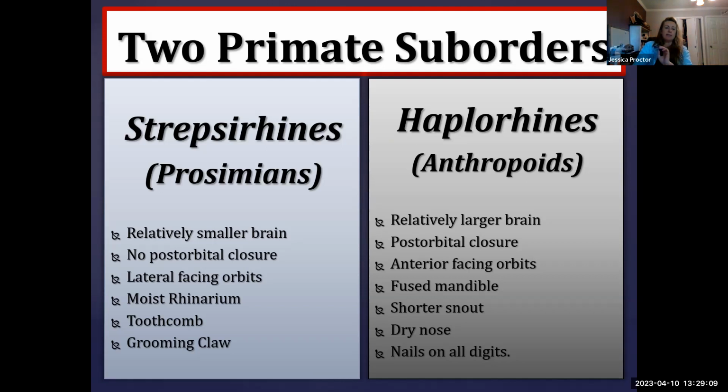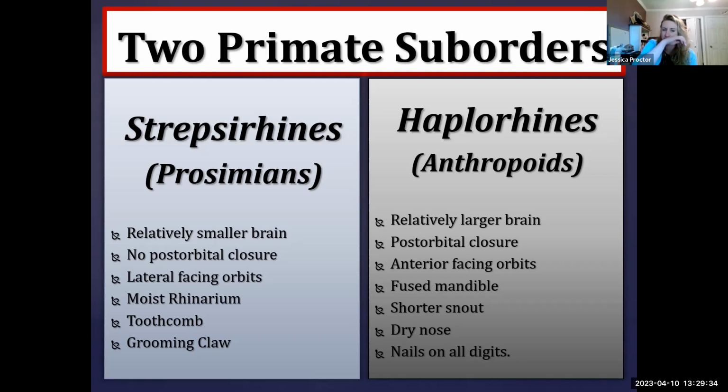So the strepsirrhines, the lower order primates, are also called prosimians. And I don't know why they have to be confusing about it, but I will tell you why they have 2 different classification schemes. But just know that in this class, we will use strepsirrhines to refer to the lower order primates. So strepsirrhines include lemurs, lorises, galagos, and patos.